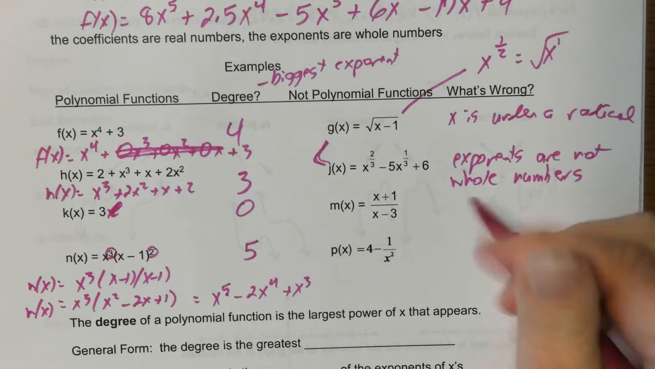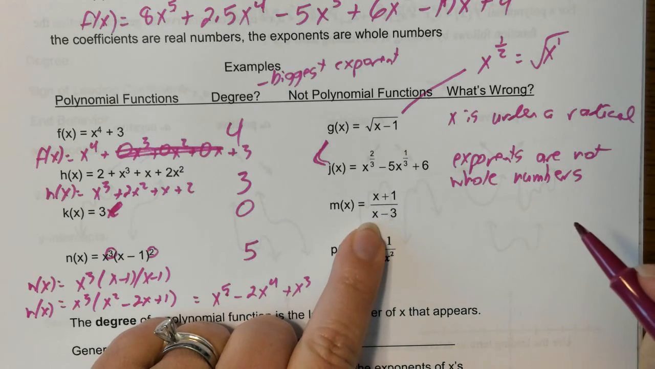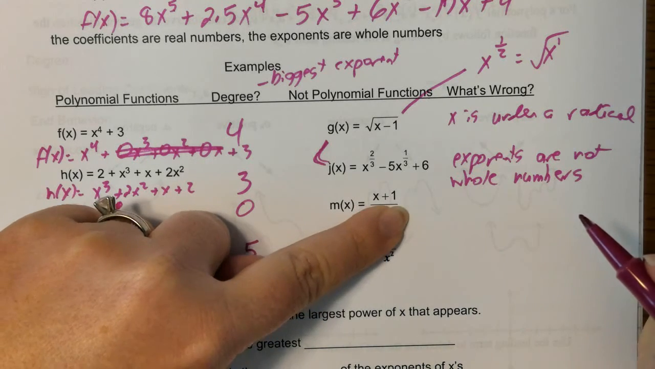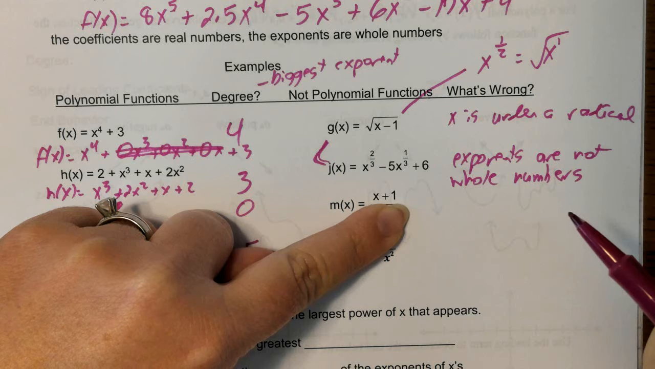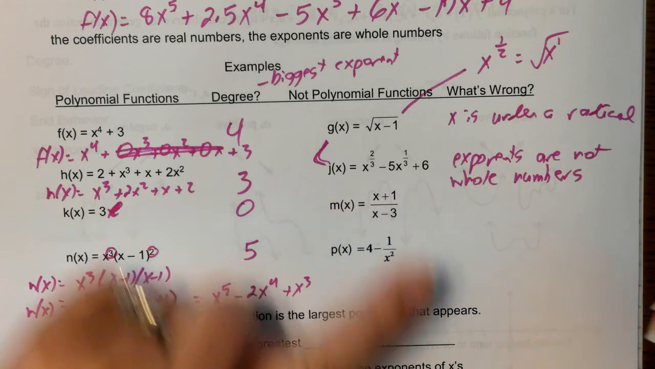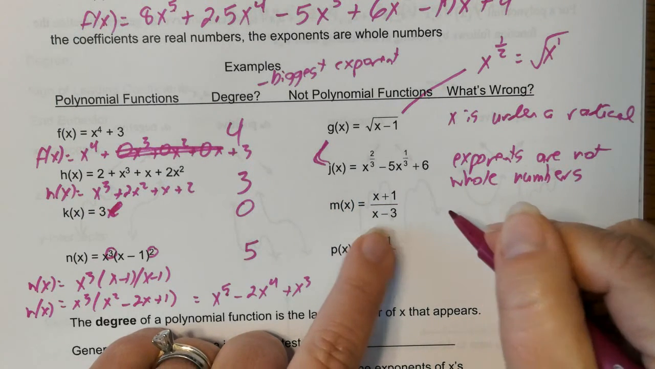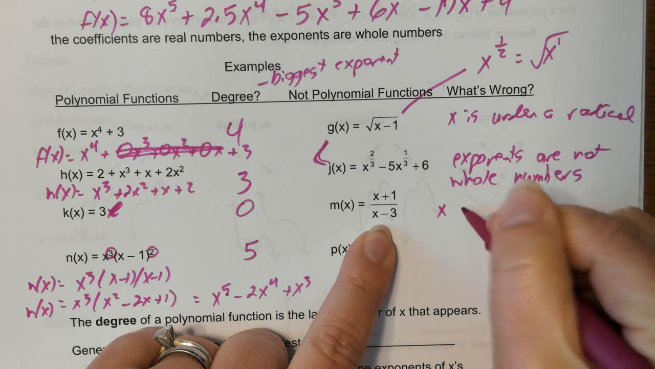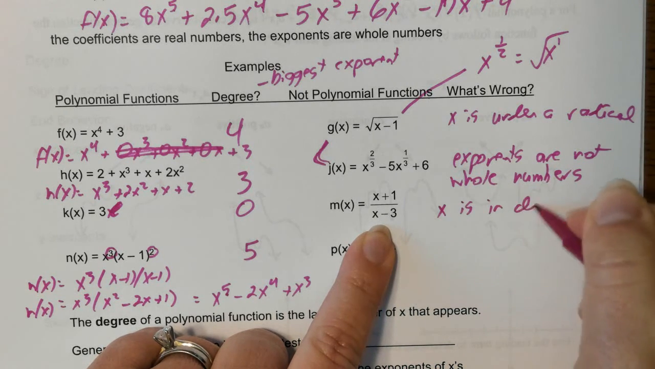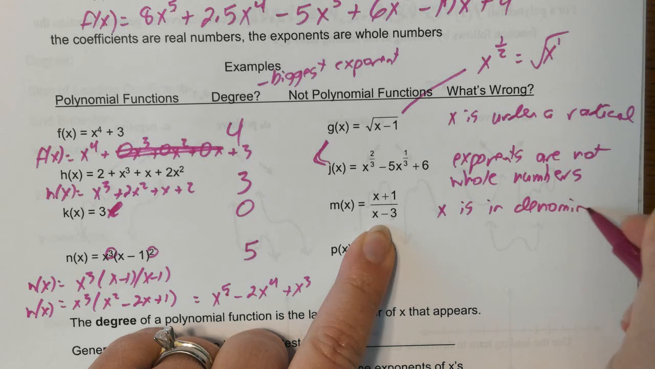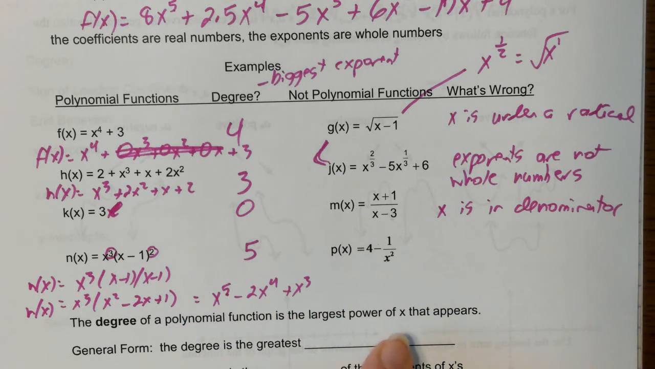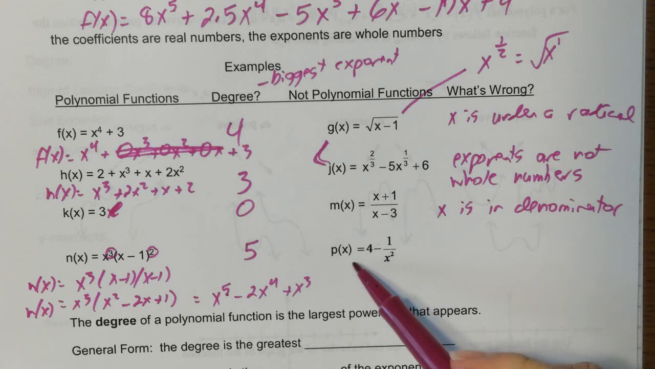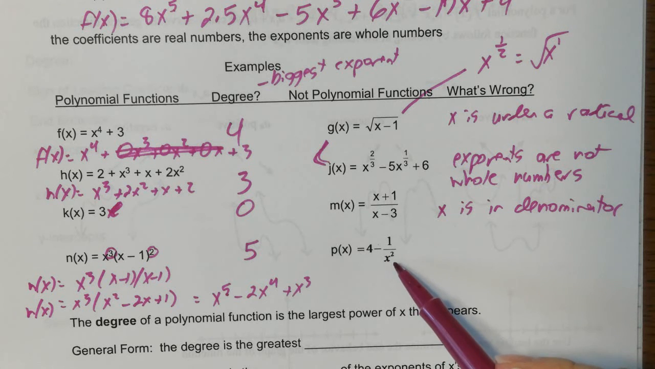Okay, M, the problem with this one is that we have an x in the denominator. If I didn't have that x minus 3, if it had just been x plus 1, then that would have been fine. It would have been polynomial. But we can't have x's in the denominator for it to be a polynomial function. Okay. And then same idea here. On this p of x, the x is in the denominator.